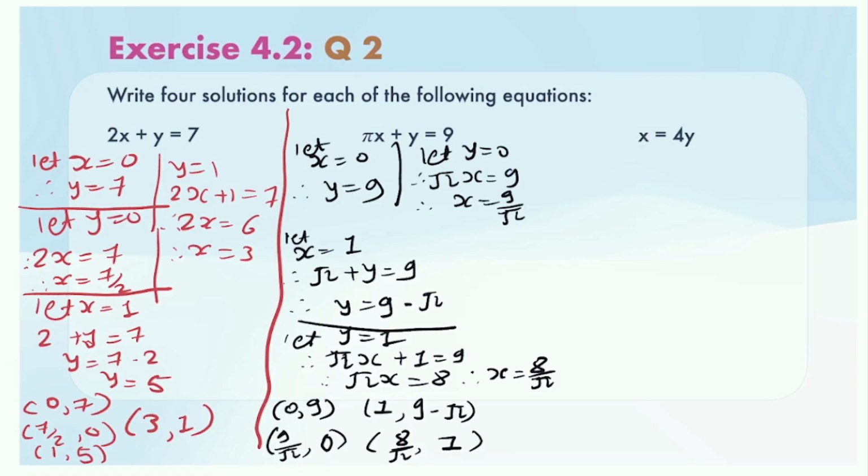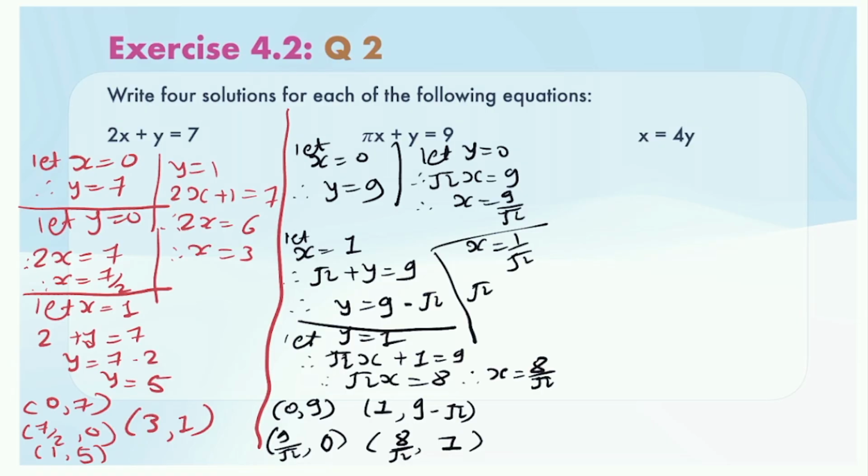What I'm saying is, if I put value of x equal to, let's say, 2, then what will be value of y? Value of y will be 9 minus 2y. If I put value of x equal to 1 by pi, what will be value of y? If I put x equal to 1 divided by pi, then value of y will be, x is equal to 1 by pi.